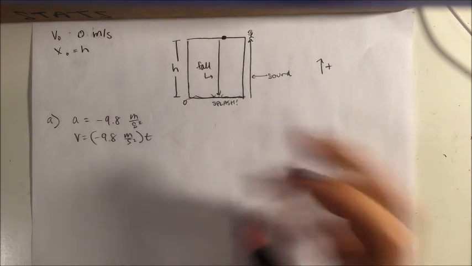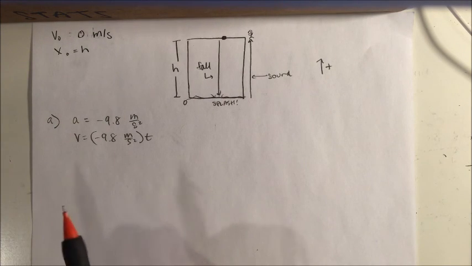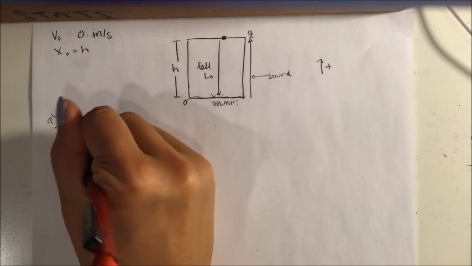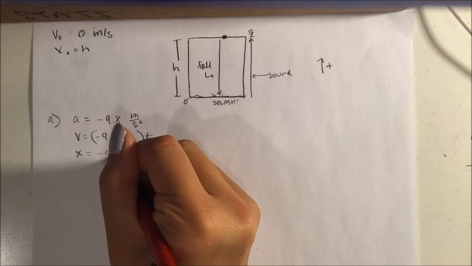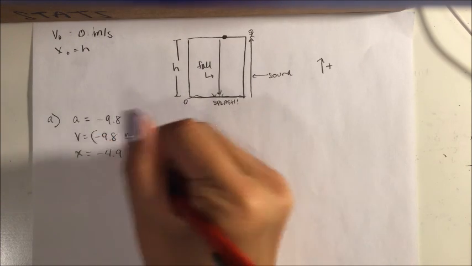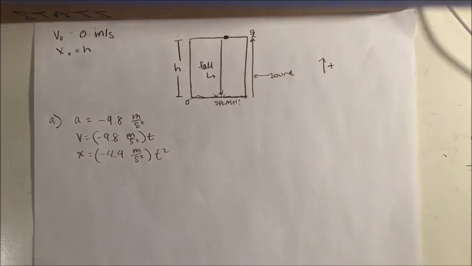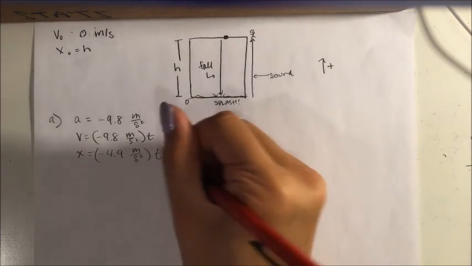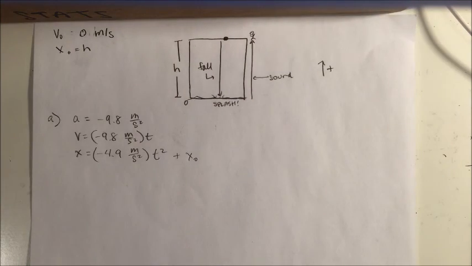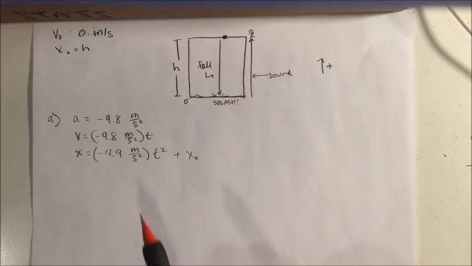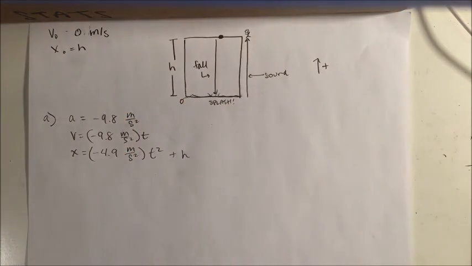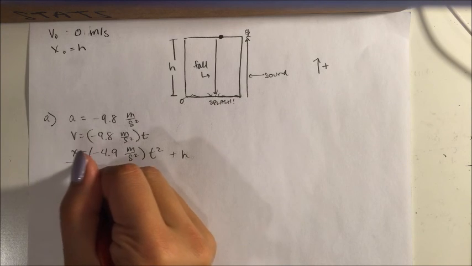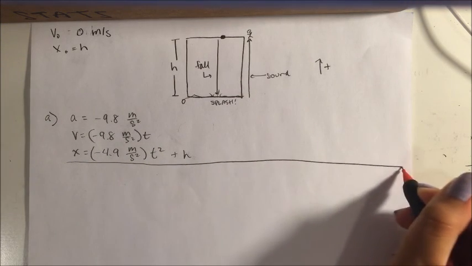Okay, I'm going to anti-differentiate one more time, and I'm going to get our position-time equation. So this is going to turn into negative 4.9 meters per second squared times time squared, plus initial position. As I said before, our initial position is right here. That is the value of H. So I'm going to change this to H. Now this is the equation right here, that's the equation that we're going to be using in solving for H.